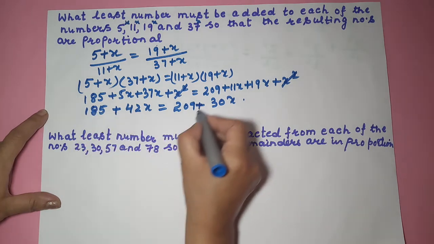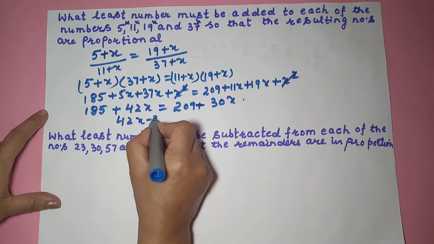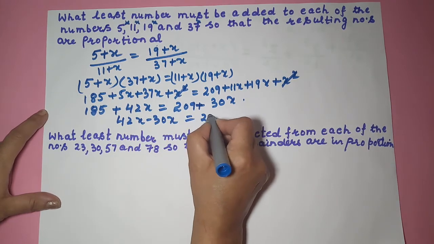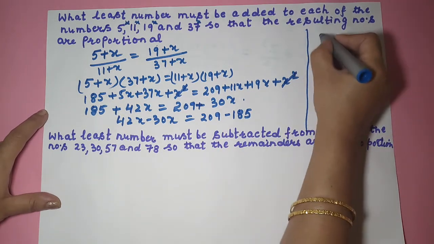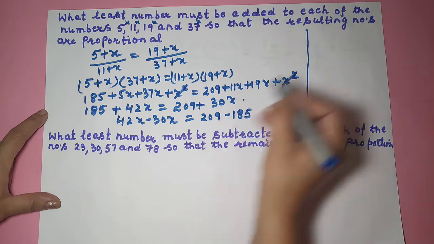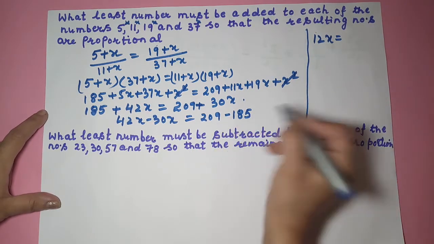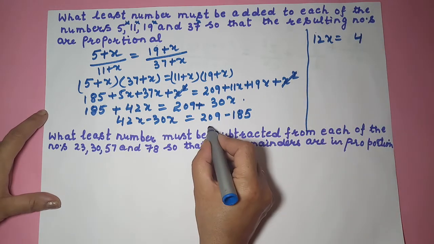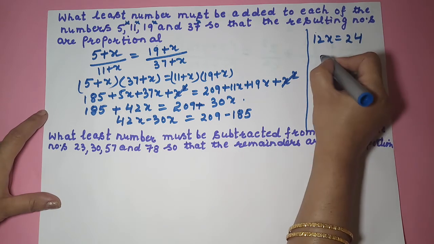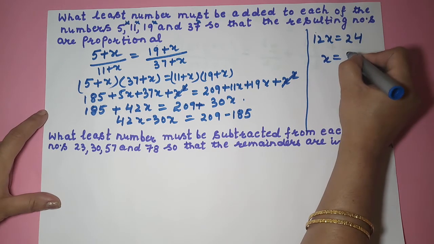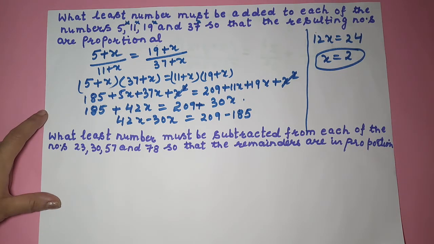So let me shift this to this side and 30x to this side. So I'll get 42x minus 30x is equal to 209 minus 185. So how much is 42x minus 30x? That is 12x is equal to 209 minus 185. 9 minus 5 is 4. 9 minus, then you have 8 here. So this is 24. So how much is your x? x is 24 divided by 12. 2's are 24. So your x is 2. Is this clear?